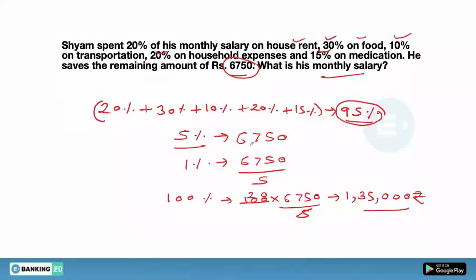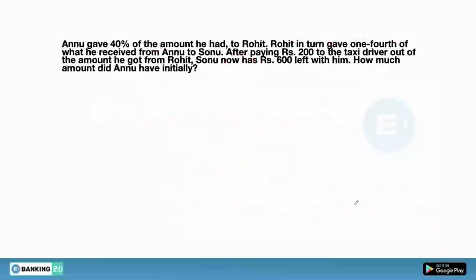We know that 5% is equal to 6750. That means 1% is equal to 6750 by 5. And what is the monthly salary? It was 100%. So we are directly multiplying by 100 and getting directly the answer 1,35,000. Fine. So please use these methods because these are going to save your time, and it is going to give you the selection. Let's move on to the next part.